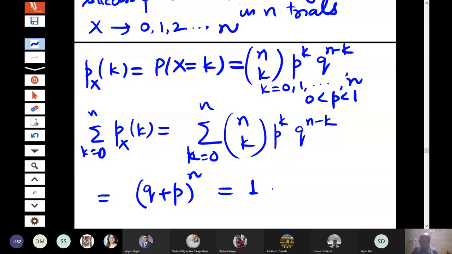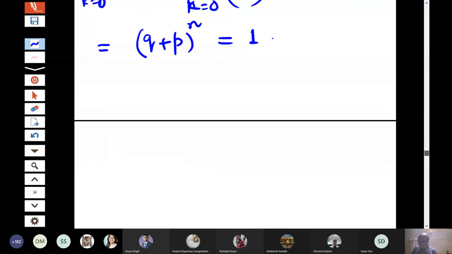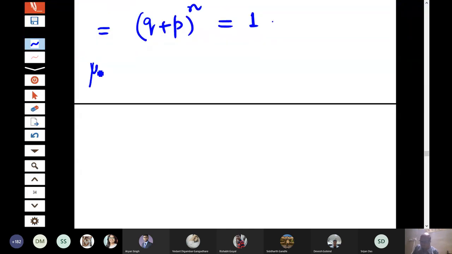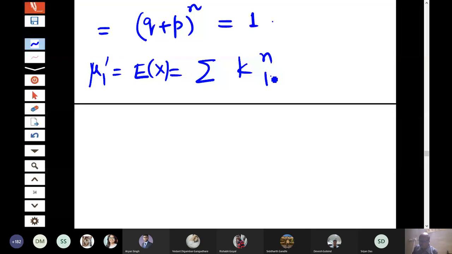If I want to calculate the moments here, so if I look at say mu1 prime, then it is expectation of X, that is sigma k nCk p to the power k q to the power n minus k.